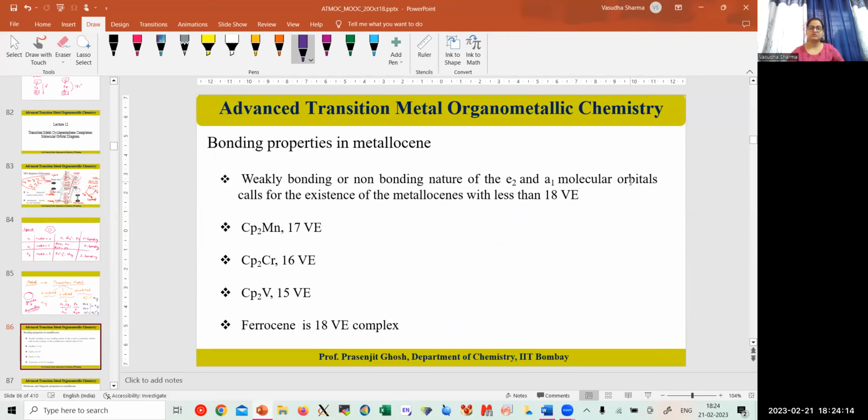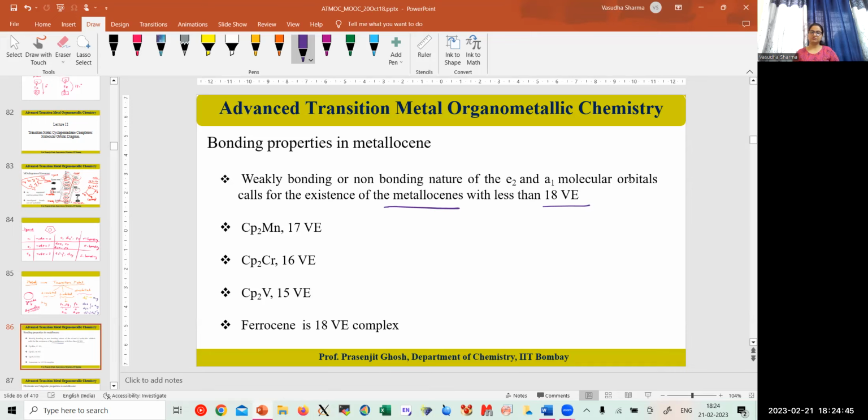Now, since we have understood the molecular orbital diagram, how the orbitals are combining together to give you molecular orbitals that will define your electronic configuration, here are different properties and certain points regarding those molecular orbitals. The weakly bonding and non-bonding nature of E2 and A1 molecular orbitals, as we have already told, calls for the existence of metallocenes with less than 18 valence electrons.